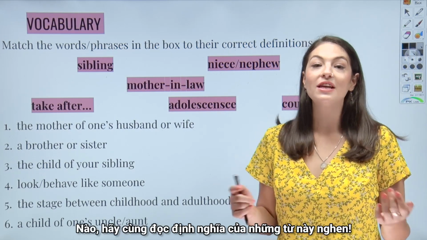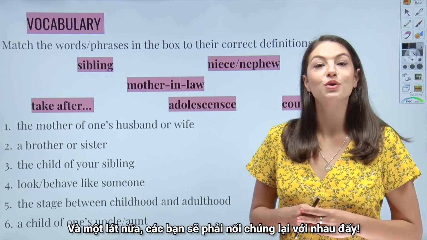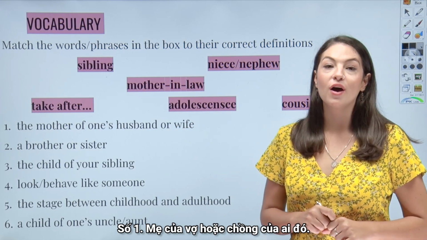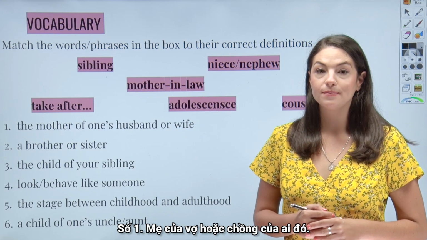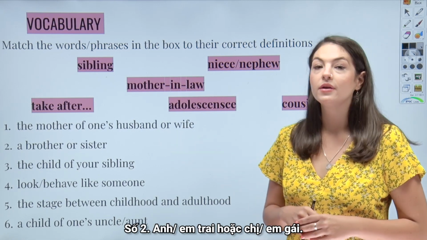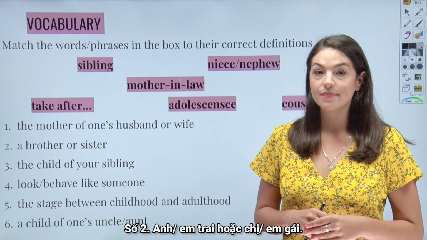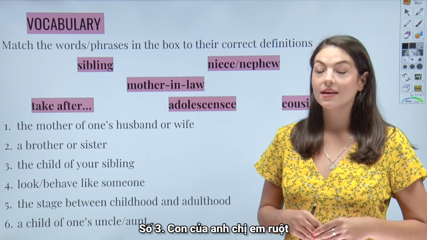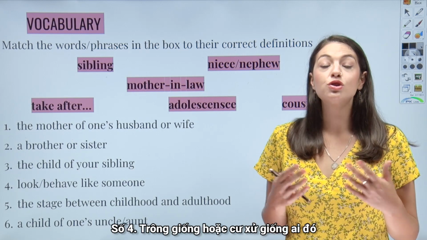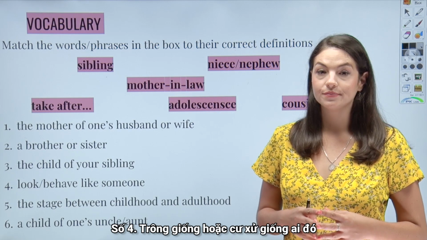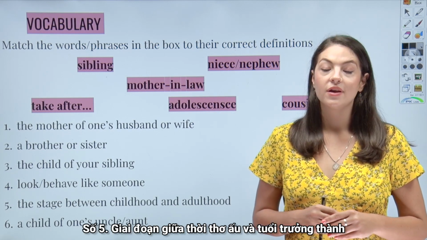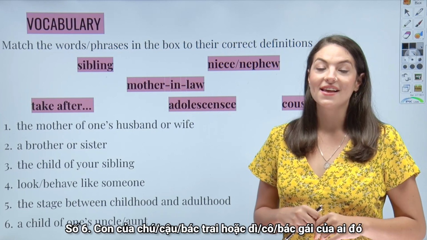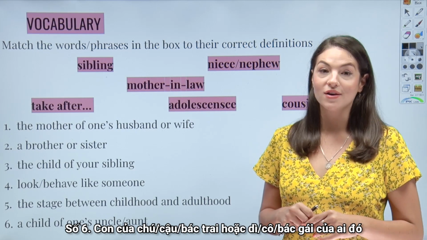Now, let's read the definitions of those words, and in a moment, you'll need to match them together. Number 1. The mother of one's husband or wife. Number 2. A brother or sister. Number 3. The child of your sibling. Number 4. To look or behave like someone. Number 5. The stage between childhood and adulthood. Number 6. The child of one's uncle or aunt.